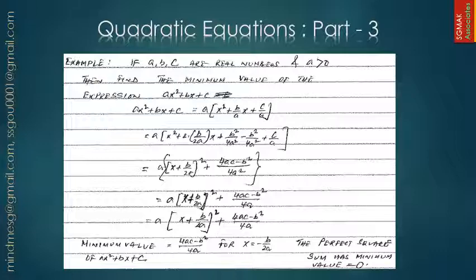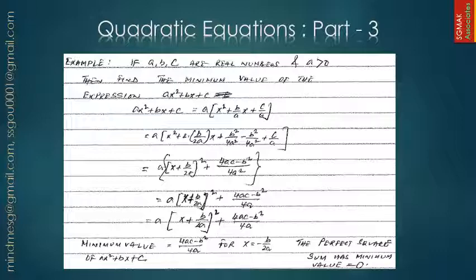So for a x squared plus bx plus c, what we're trying to do here is break it into two parts. One part we set up as a perfect square and then whatever is remaining. So that comes out to be a times x plus b over 2a, whole square, plus 4ac minus b squared over 4a. You can just follow the algebra.